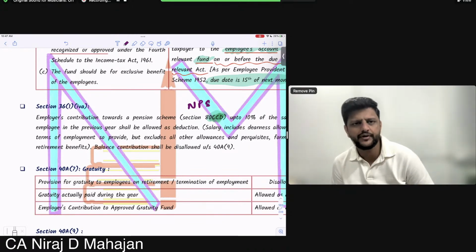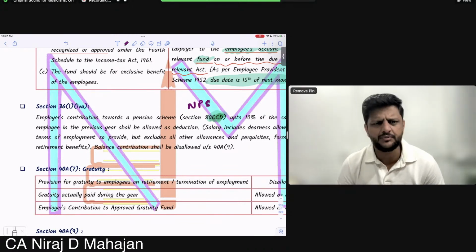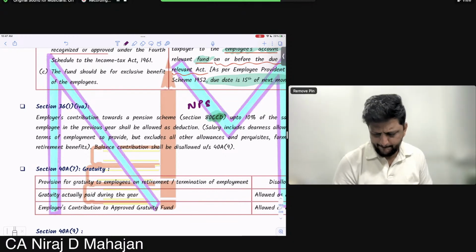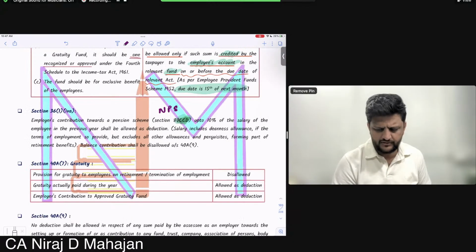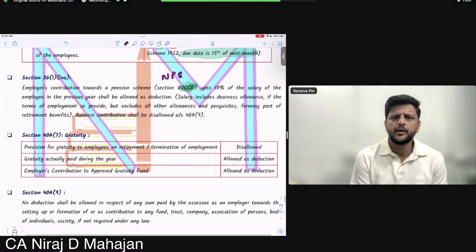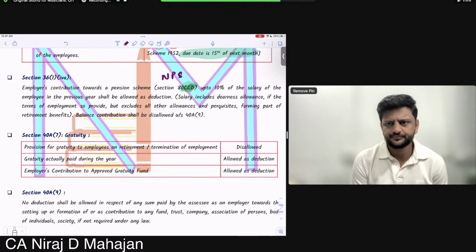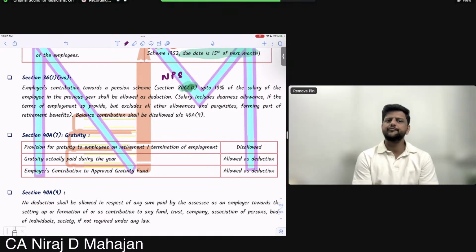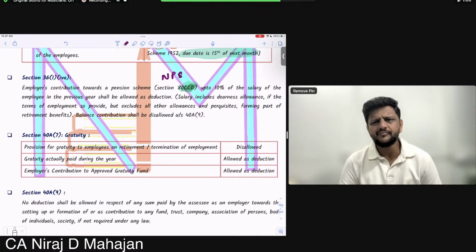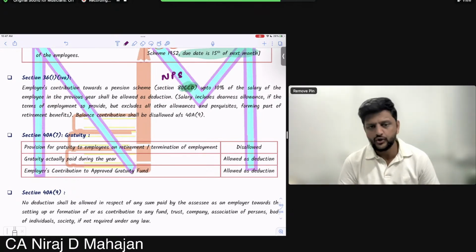But yes, what is the wording over there? It is a pension scheme, National Pension Scheme. What is the pension, children? Normally, very basic we are looking into. Pension is some amount to be paid on a regular basis after retirement, right? Like an annuity. Yes, clear, all of you?